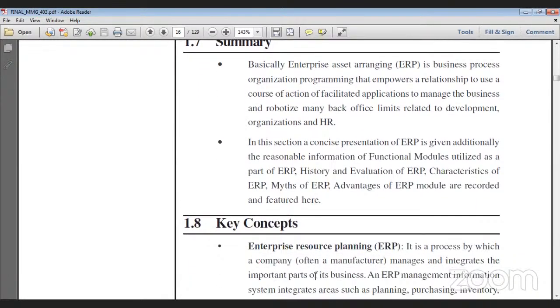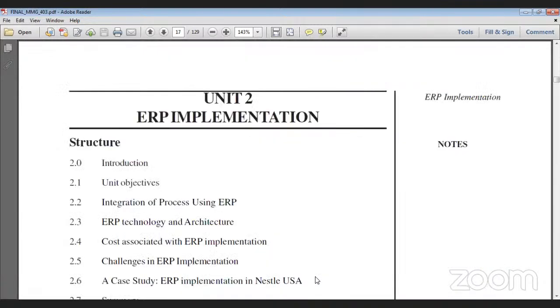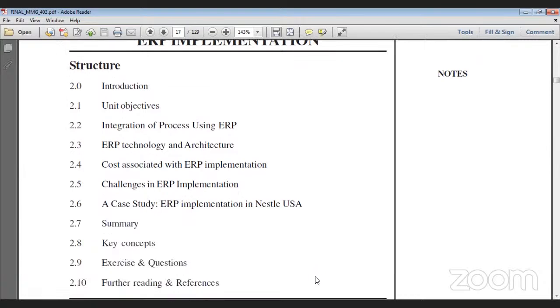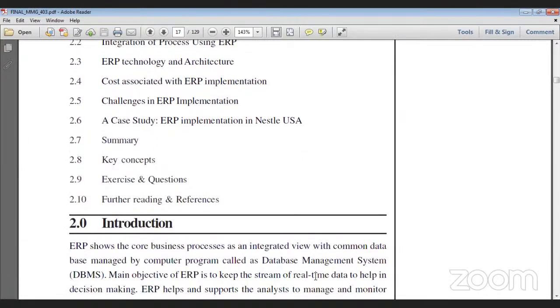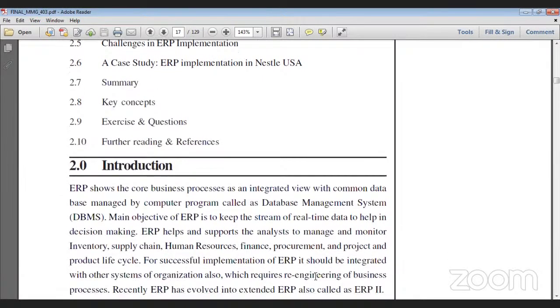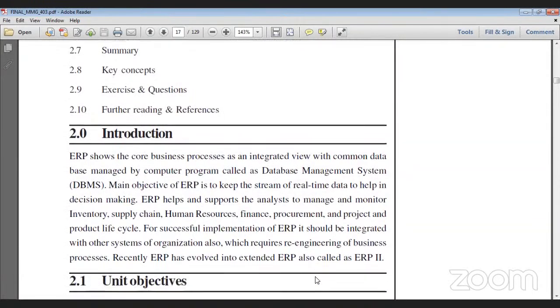Enterprise resource planning. Then second, there are some exercises also. Then there is Unit number 2 here, that is ERP implementation. Some objectives of this unit are given here, that is, introduction. Then it shows the core business process, an integrated view of the common data to be managed by the computer program called database management system, DBMS.